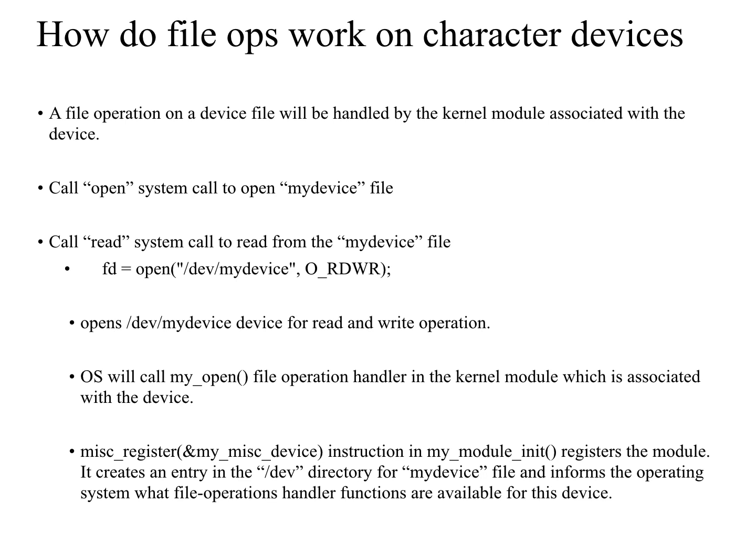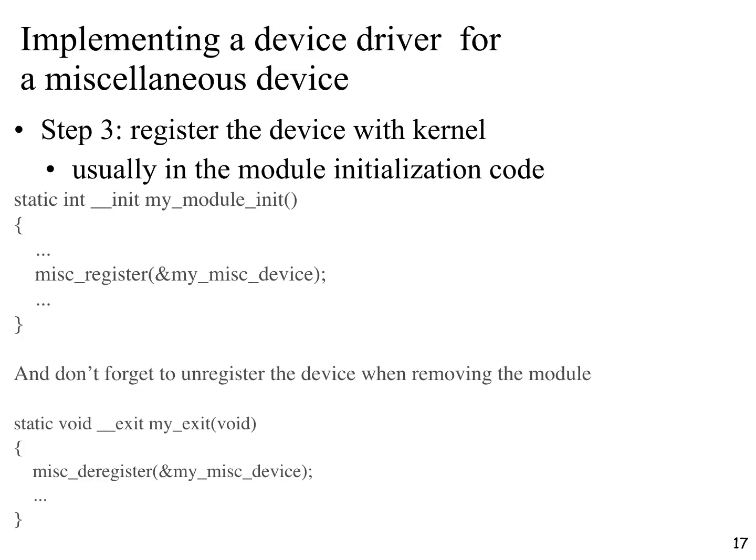So here's an example. If you have an open operation from a user level process, it would call the misc open function that we had registered earlier. Or if you perform a read operation, then it will call the misc read function, and so forth.